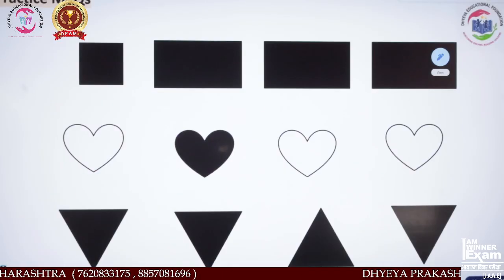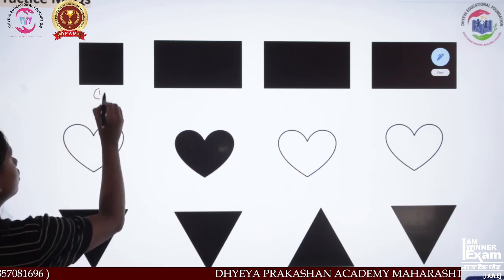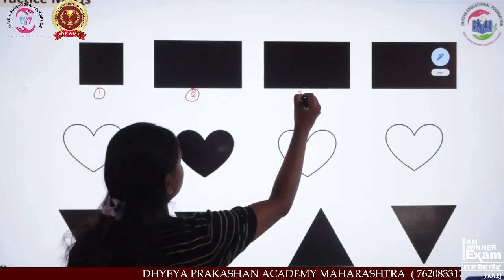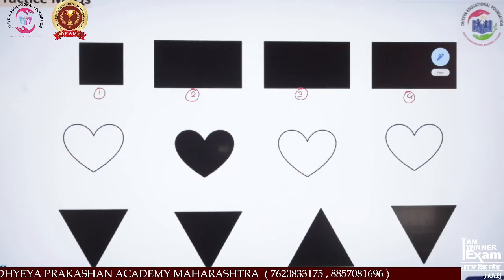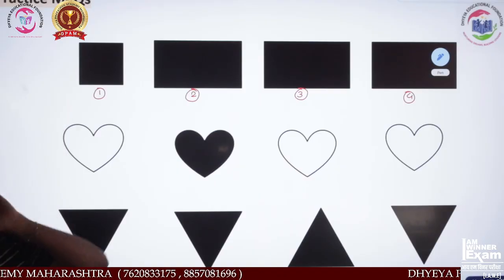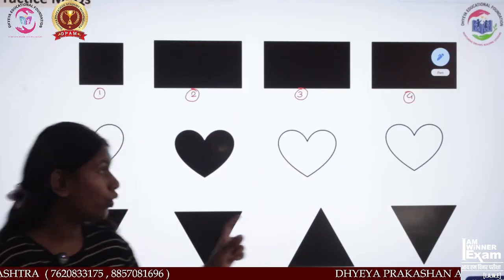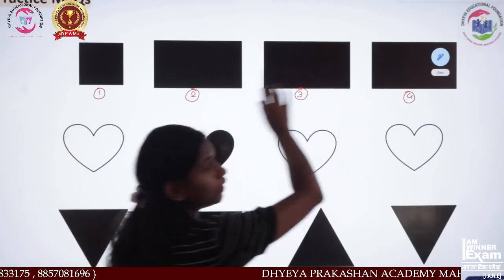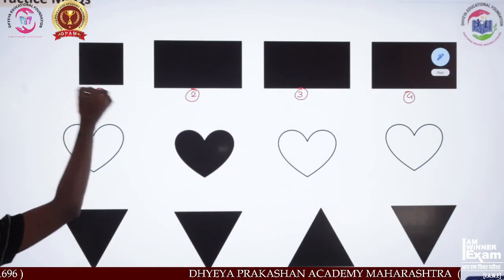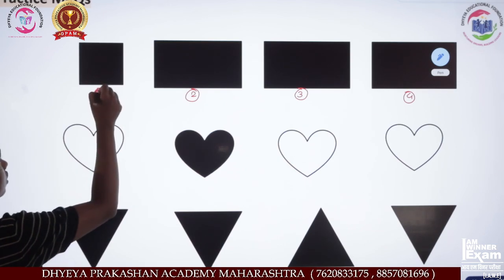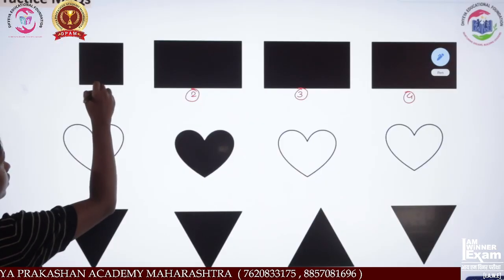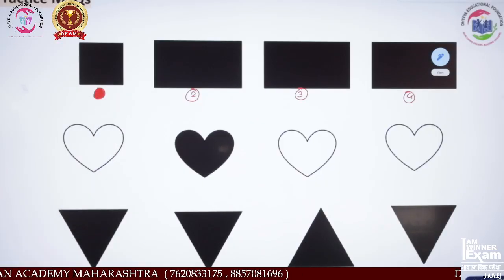Okay. The next. Now, this is the first figure. This is the second figure. This is the third figure. And this is the fourth figure. Now, which figure is different here? That is the first one. Now, why is the first figure different? Because the sizes of all the other three are the same, but the size of the first one is small, right? So the first one is the different figure, okay?